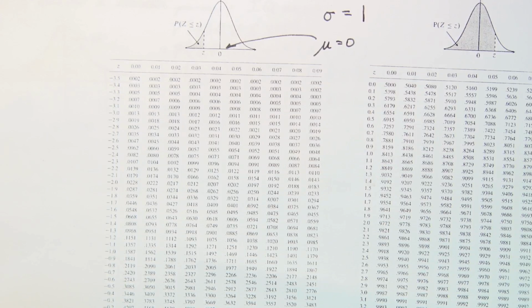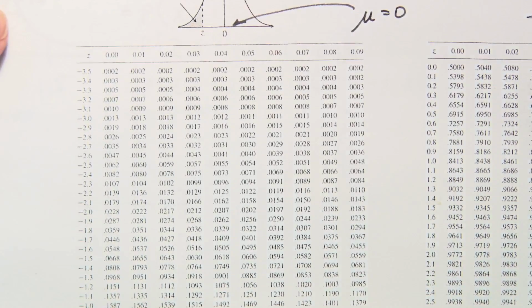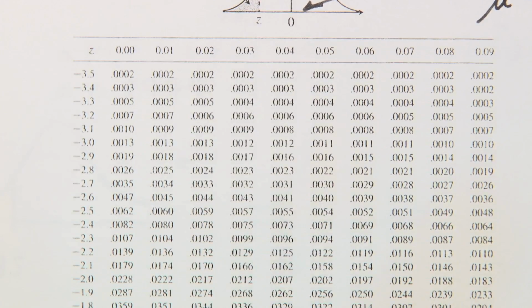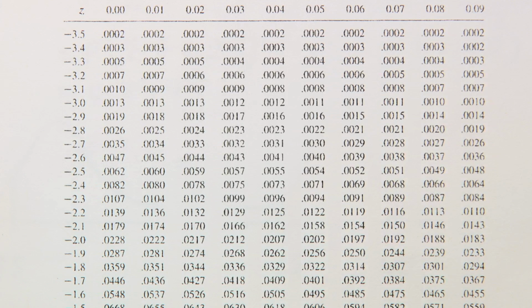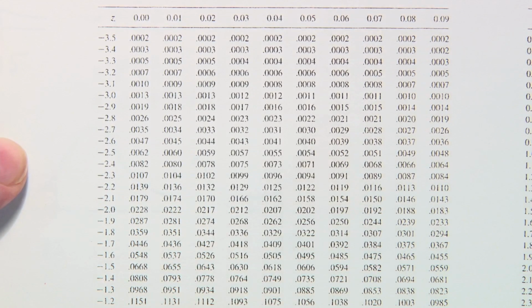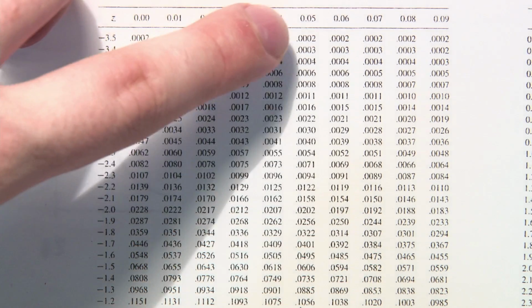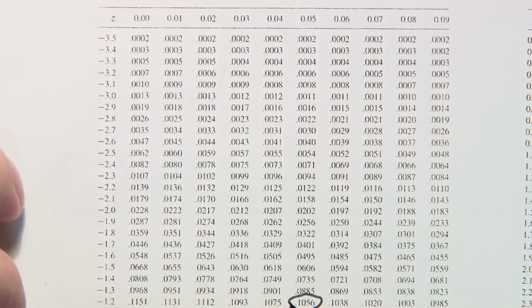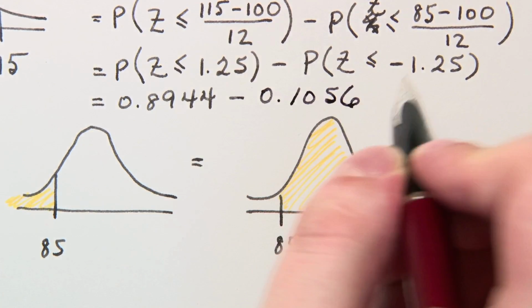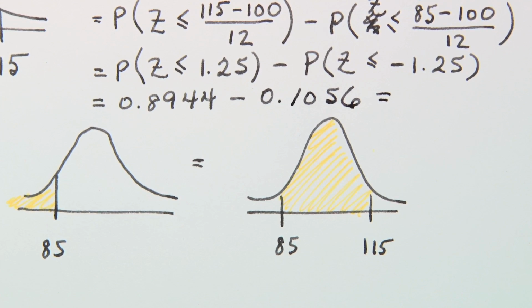With the magic of science, I can zoom in. Oops, zoomed in too far. So 1.25. Here is 1.2, right about here, and there's the 0.5. So it's 0.1056. Okay, and then you just perform that subtraction.